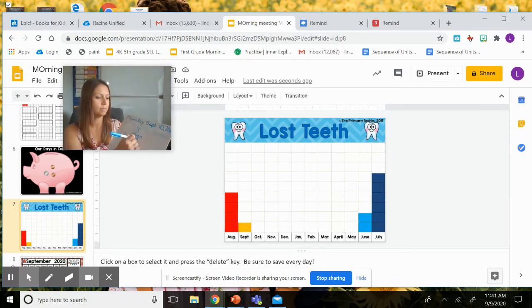Good job. Now remember, you can always use your fingers. That's a good manipulative. 2 plus 1, add them together. It equals 3. 1, 2, 3. 2 plus 1 equals 3. So there have been 3 kids who have lost their teeth in June and September. Good job. All right, on to our calendar.